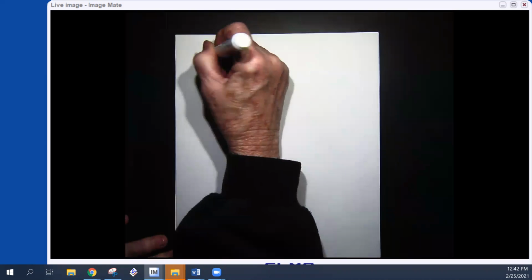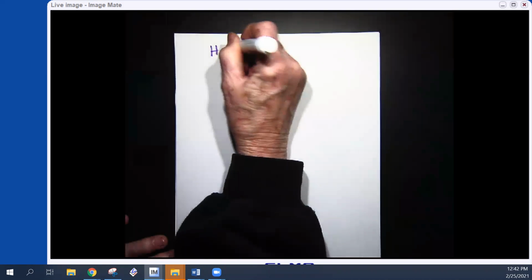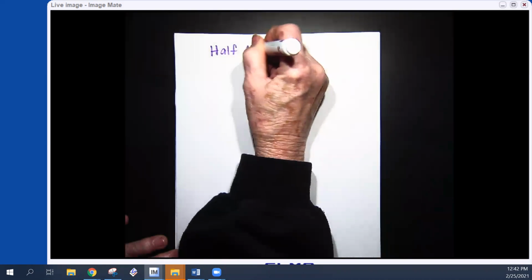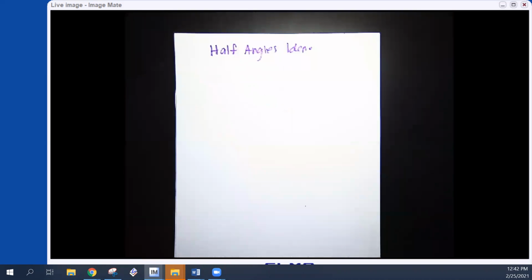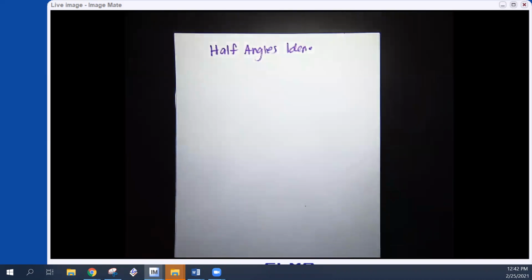Hi guys, so today we are going to continue on with the lesson from yesterday. If you go back and watch the video from yesterday, you're going to see part of this lesson again, but this is the half angle identity. And this is the only one that I am not going to actually generate for you. All I want to do on this one is just give you the identity.